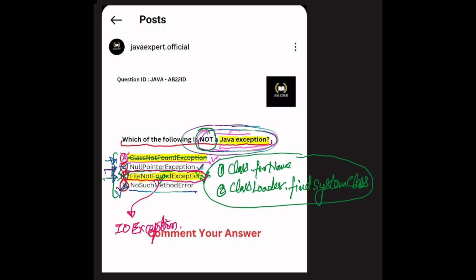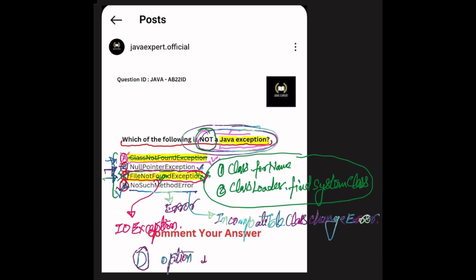So that is why option D is correct. It is not an exception, it is an error in Java, and it is a subclass of incompatible class change error. So option D is correct.